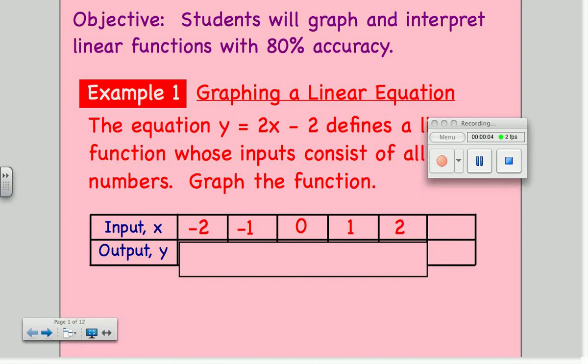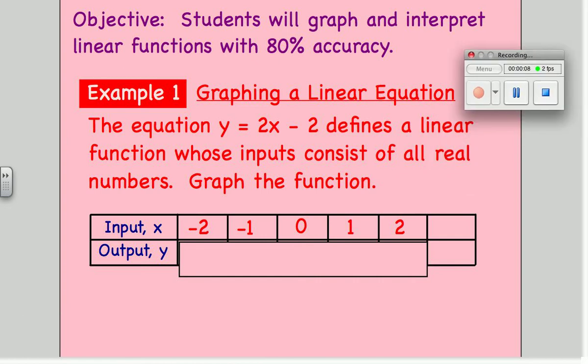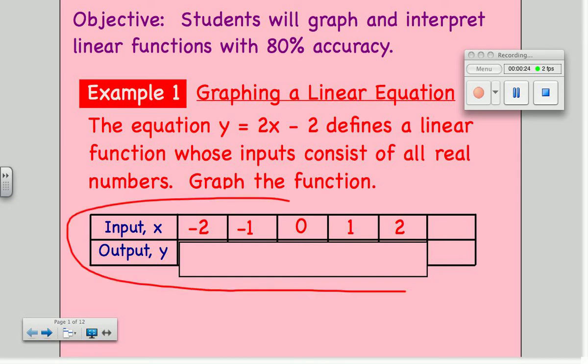Today we're going to be doing graphing and interpreting linear functions. So we already kind of started this earlier today, so we're just going to continue with this now. All right? So make sure you get your objective down. Students will graph and interpret linear functions. That means you're going to graph and interpret a function table, okay?